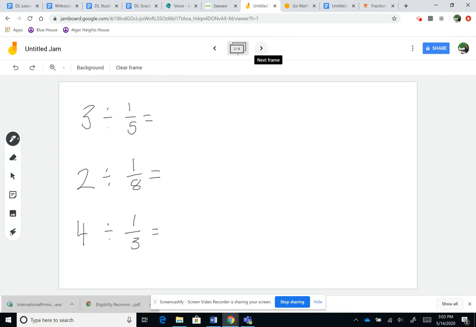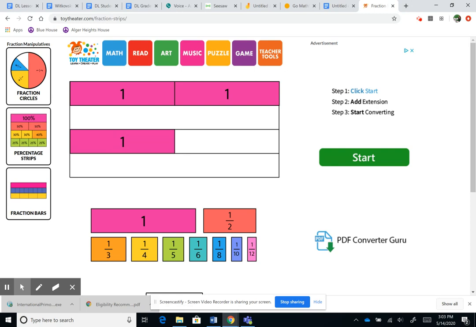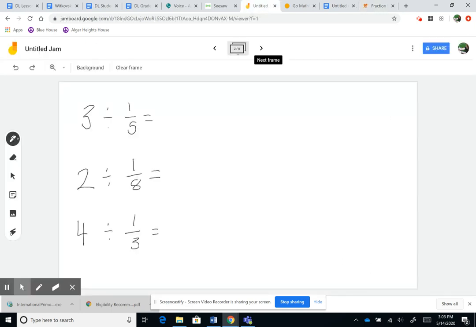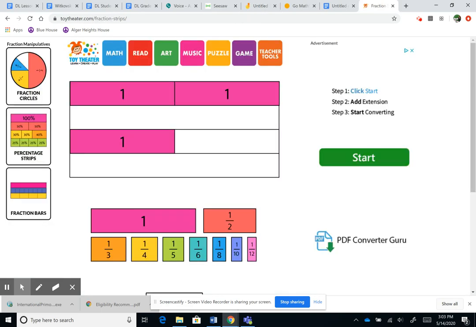All right, let's look at some fraction division problems that we were looking at last lesson. I'm going to do 3 divided by 1/5. What that means is that I want to figure out how many 1/5 pieces I would have in 3 wholes. So I can come over to this wonderful fraction strips website. I'm going to throw 3 wholes up there, and then look at 1/5. I'm going to take the 1/5 tiles and start putting them up there until I have what's equal to 3 wholes. Now, I have what's equal to 1 whole right now.